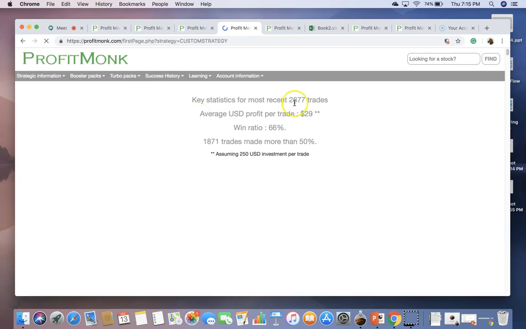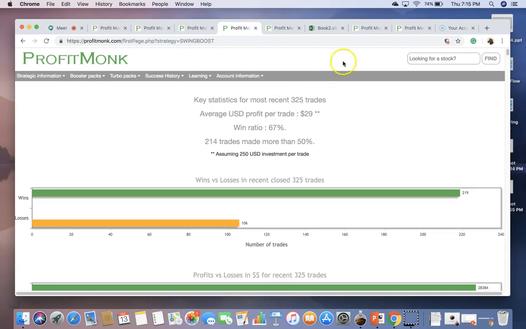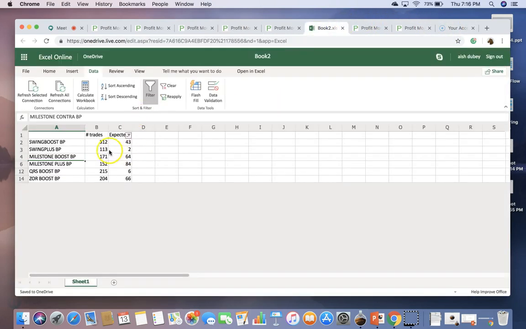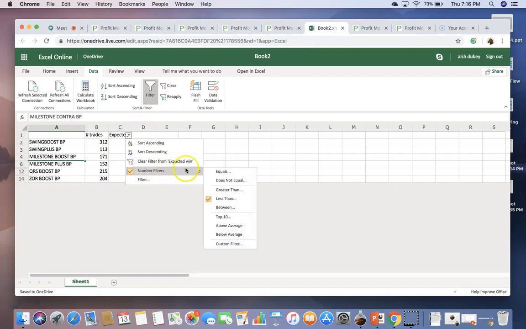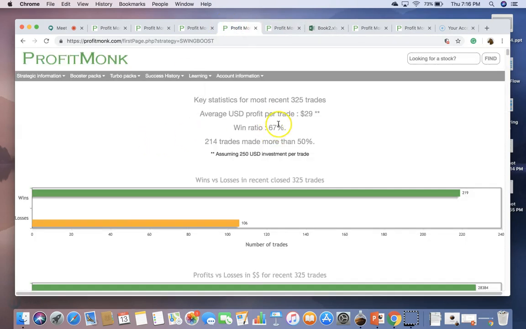So basically 2,800 trades, per trade is 29, abysmal, really ugly. And then you start going through each one. So swing boost, you say 325, 29, and build this table right here. Okay, let's remove the filter. So you build this table, and for each of the strategies you put the number of trades and expected win, which is coming directly from this number here, and pick the best possible combination for you.